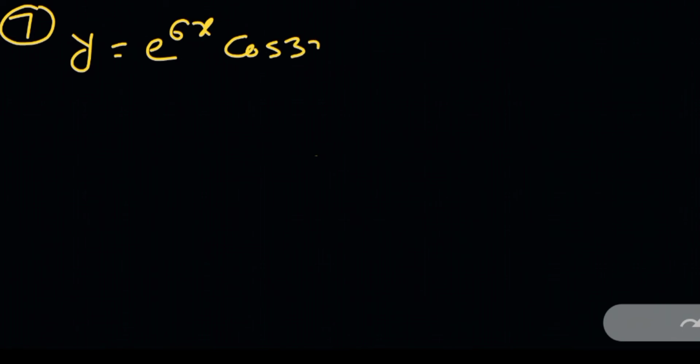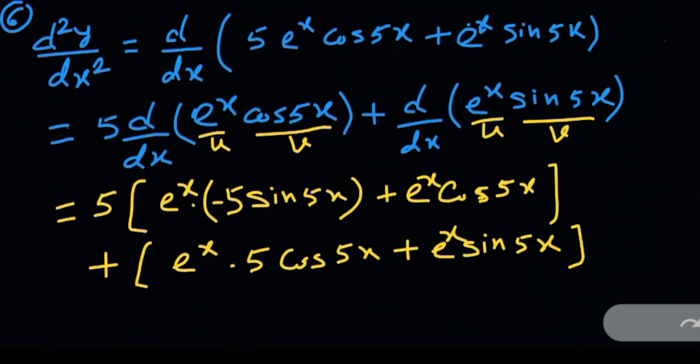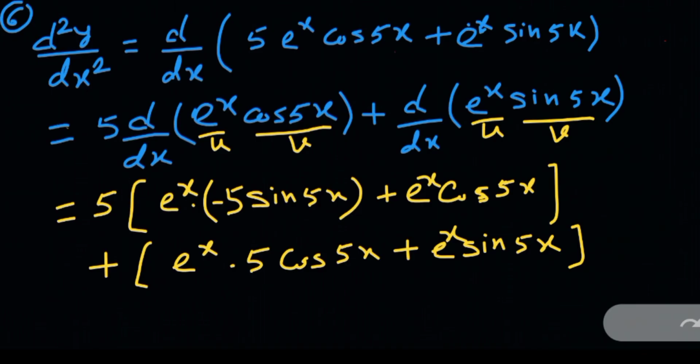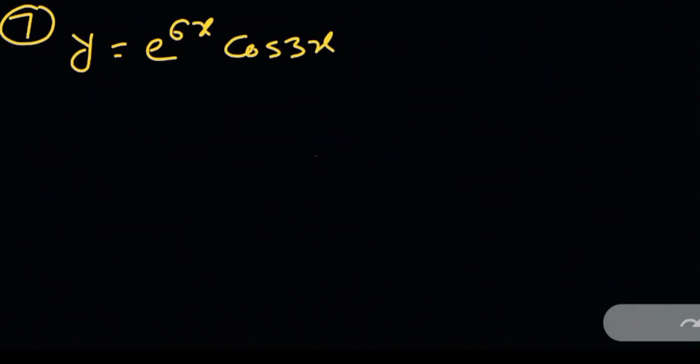7th, y is given as e to the power 6x cos 3x. I will check that question once again. e to the power 6x cos 3x. Okay, the question is correct. Now we have to find d2y upon dx square.